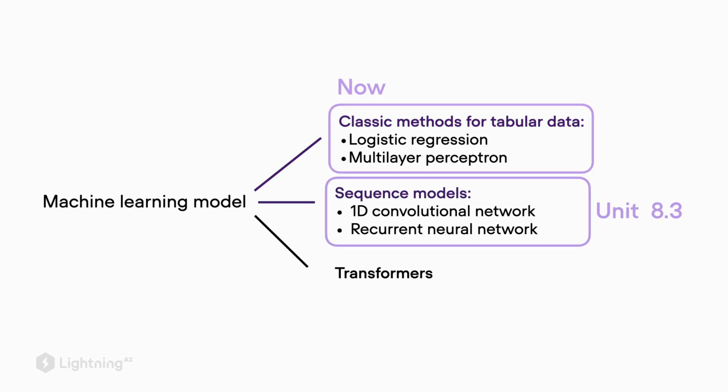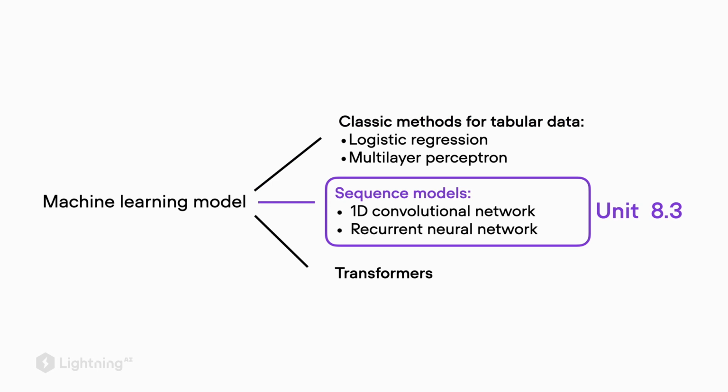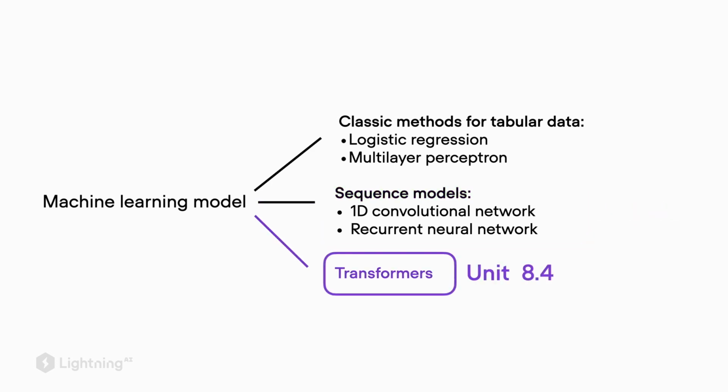So to start simple, let's begin with the classic methods for tabular data, the logistic regression and multilayer perceptron approaches. And then in unit 8.3, we will introduce these sequence models. And after getting a grasp of how these sequence models work, let's go to the transformers and see how we can do state-of-the-art natural language processing.